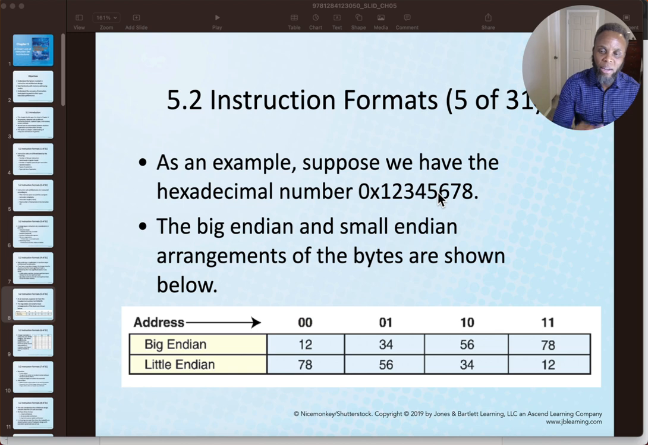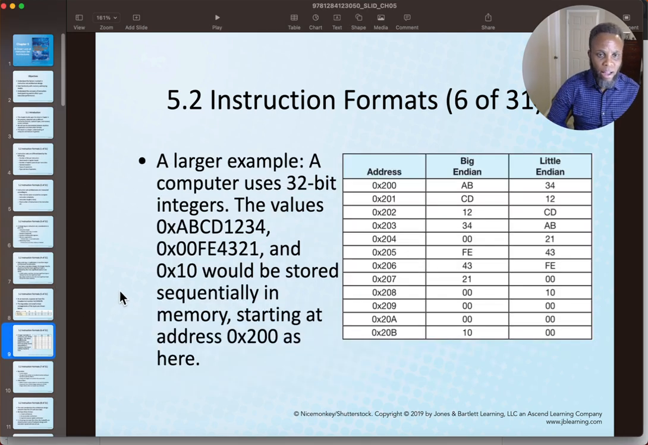56 is again the next least significant, but it goes from right to left, right? Again, this is the least significant byte and this is the most significant byte. So you see in Little Indian, 78 is represented here, 56, 34, and then in Big Indian, the most significant byte is represented first, and so on and so forth. Just pay attention to that, it's relatively straightforward.